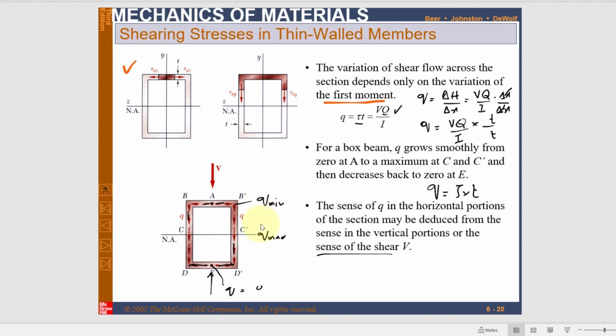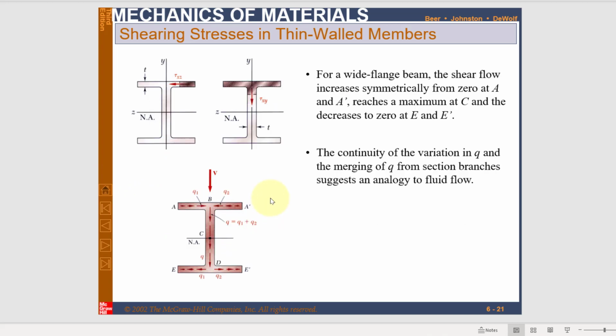Also, why is the shear flow maximum at C? We know that shear flow is equal to VQ over I, and that depends on Q, where Q is the first moment of an area. Clear? So if you are measuring the shearing stress or flow over here, only this area will be considered. But if you are moving toward C, the area is increasing. Clear? So Q is increasing, meaning the shear flow will be maximum at the neutral axis.